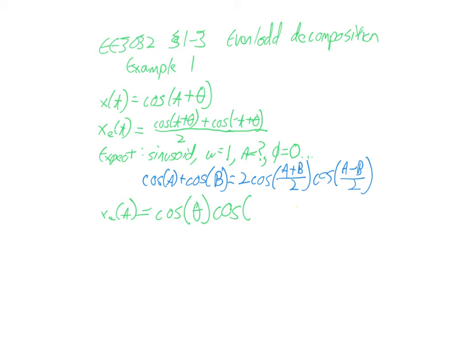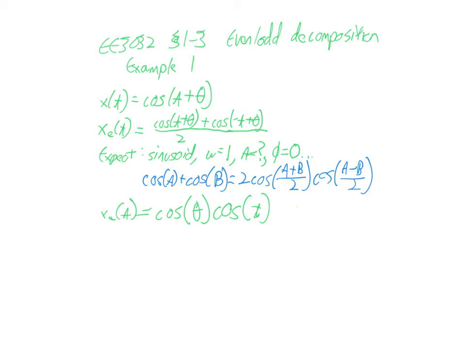negative t plus theta. So breaking it into the t and the theta parts, I have t minus negative t, so I'm going to get a 2t, and I have theta minus theta, so that term will vanish. So I have a 2t in this difference, divide by 2, so it's just cosine t. So that is indeed an even signal as expected.